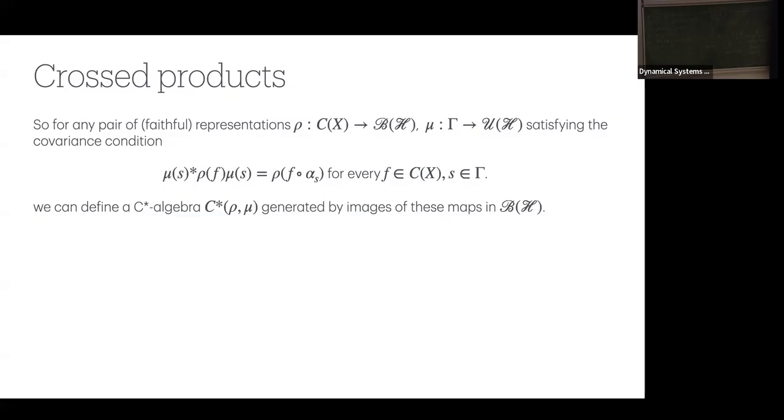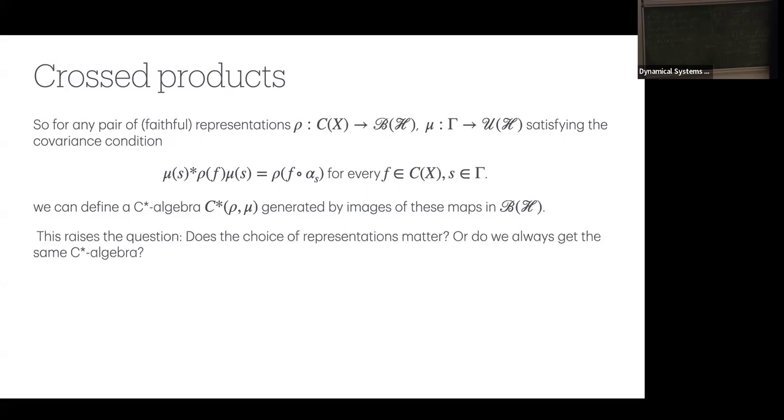And this seems like just as good a definition for a cross product, or for a group measure space type C-star algebra, as any other one. So this obviously raises the question of whether the choice of these representations matters, or maybe we always get the same C-star algebra as long as we choose faithful ones satisfying these covariant conditions. But the answer is it can actually make a difference. So this is something that, again, presents more difficulties in C-star algebra world that we don't necessarily see in von Neumann algebra world.